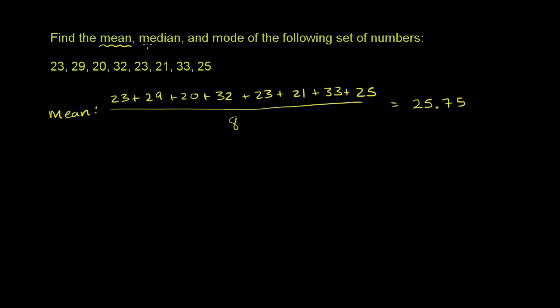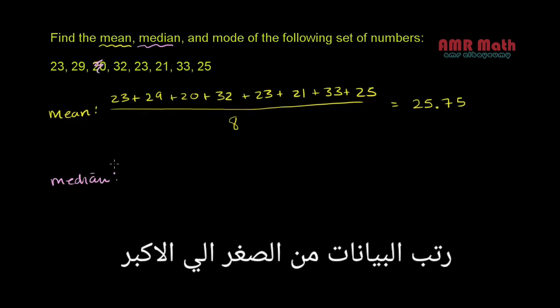Another way is with the median, and this is to pick out the middle number. And to figure out the median, what we want to do is order these numbers from least to greatest. So it looks like the smallest number here is 20. Then the next one is 21. Then there's no 22 here. There's two 23s, 23 and a 23.